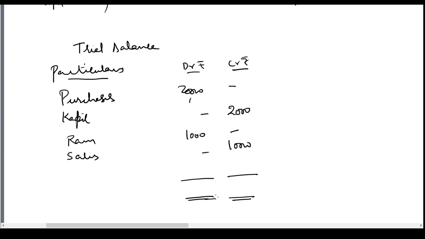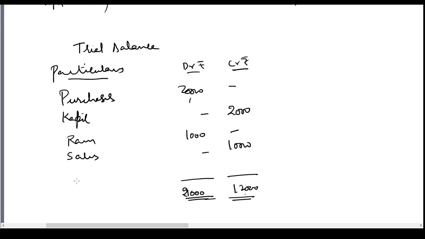So let us see whether the trial balance is tallying or not. Purchase account 20,000 and Ram account 1,000. The debit side total is 21,000 and credit side total is only 12,000. 2,000 plus 10,000, it's only 12,000. So the balances are not tallying. Debit side is showing a total of 21,000 whereas credit side is showing only a total of 12,000. We have to make both the sides equal. Which one is the lower side? The credit side is the lower side.